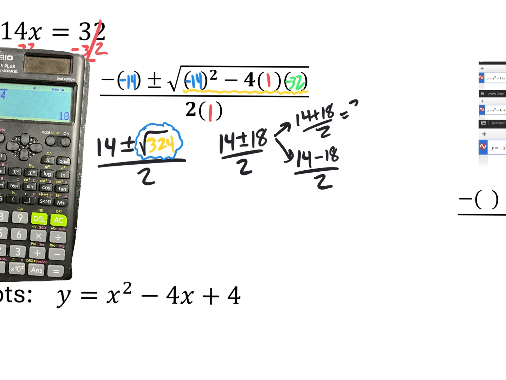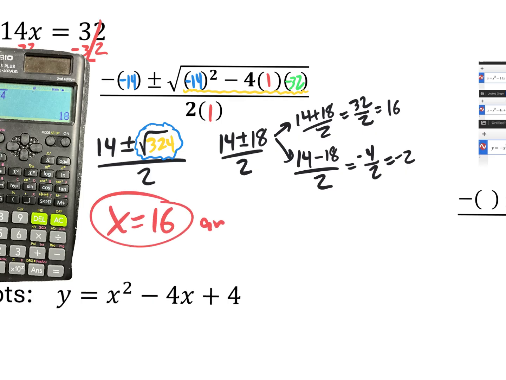14 plus 18 is 32 divided by 2. That is 16. And 14 minus 18 is negative 4 divided by 2, and that's negative 2. So our answers to this quadratic trinomial equation in standard form is x equals 16 and also x equals negative 2. So we get 2 answers. Sound good?